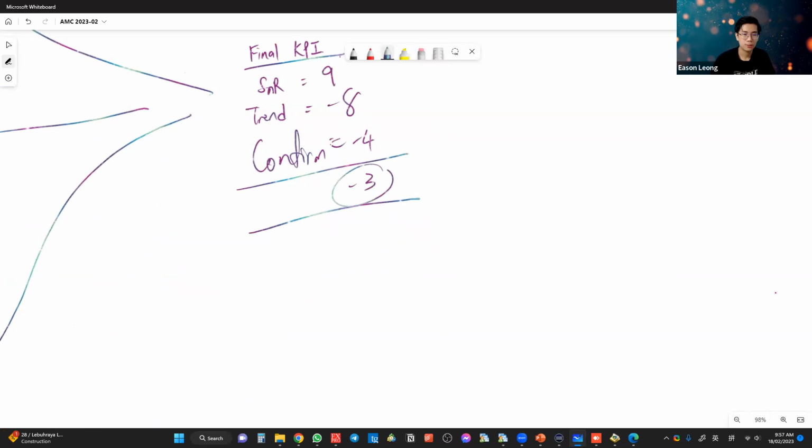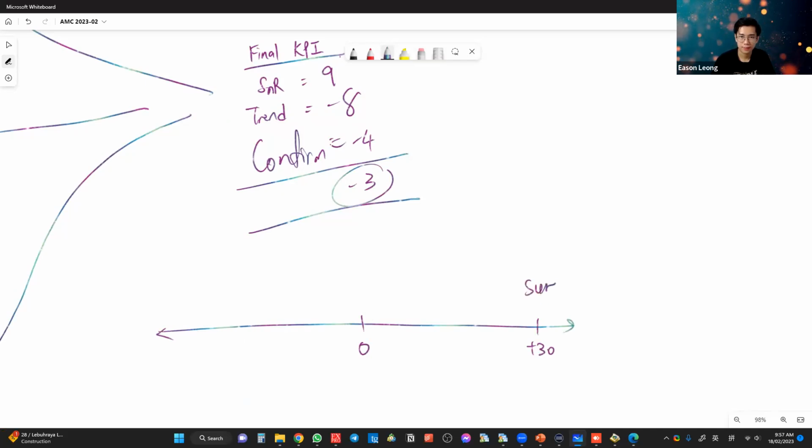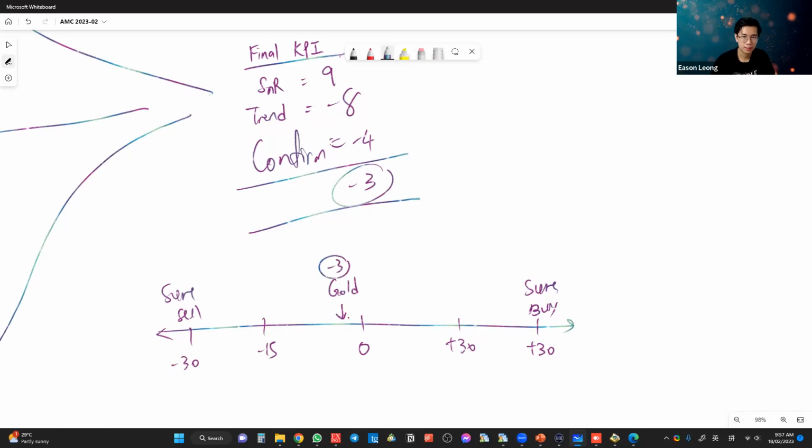And then you need to label it within a KPI system. Now, in the KPI system, we start with 0. Maximum is positive 30, which means sure buy. Negative 30 means sure sell. And half is about negative 15. So right now we are at this level. Negative 3 here.